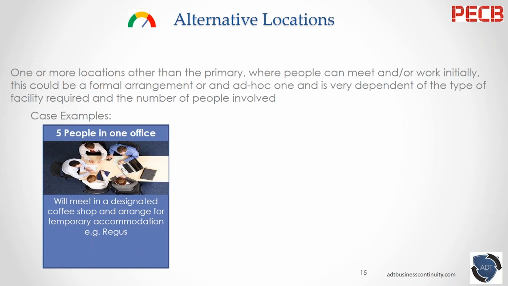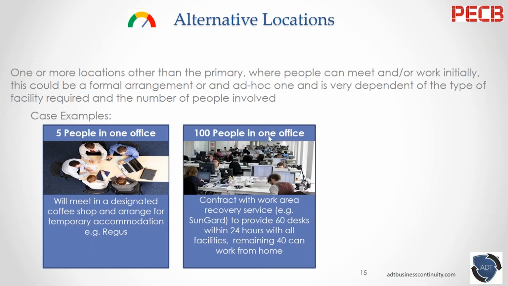Another scenario, you've got 100 people in one office, and you can set up a contract. There are organisations such as Sungard and Regus, I think, where you have a contract with them, and the contract will be something like, within 24 hours we provide 60 desks or 600 desks, or whatever the contract is, and they'll have facilities, they'll have IT there, they'll have phones there. You decide that there's 40 people that can work from home. So as part of your business continuity plan, teams would designate who those 40 people working from home are, and who the 60 would be, because to have a contract for 100 would be too expensive and not worth it.